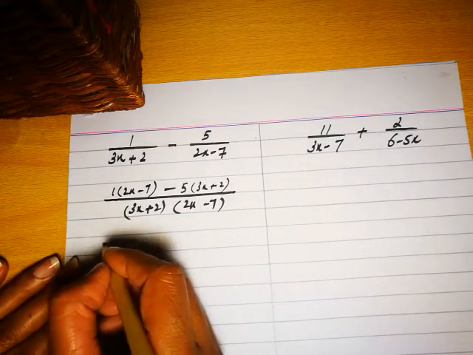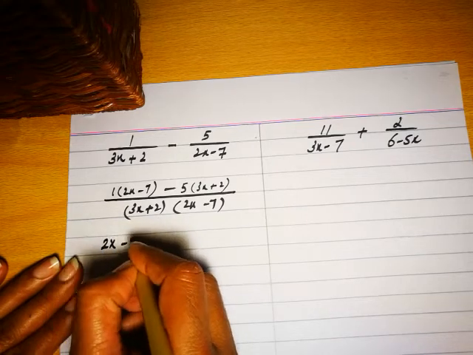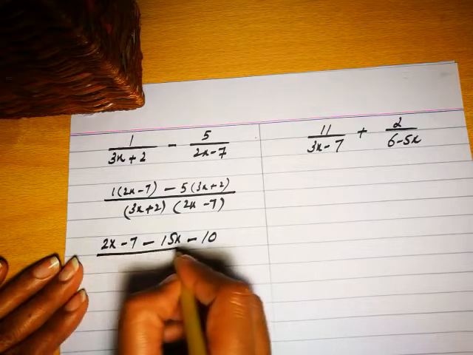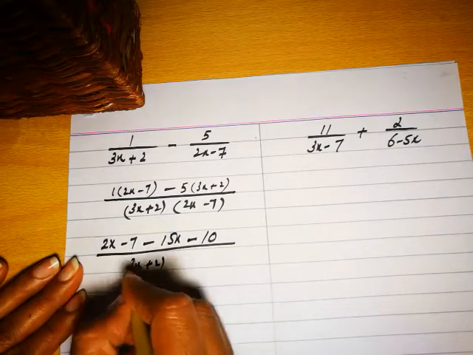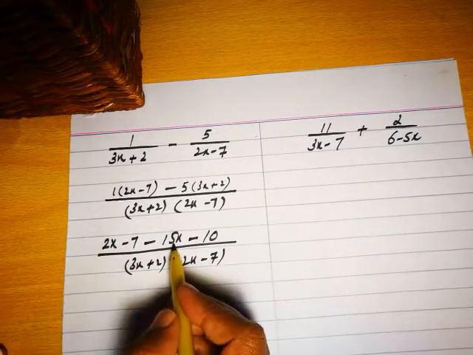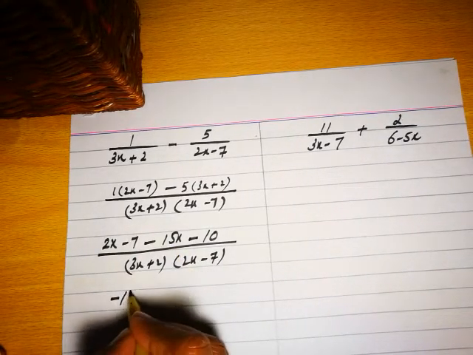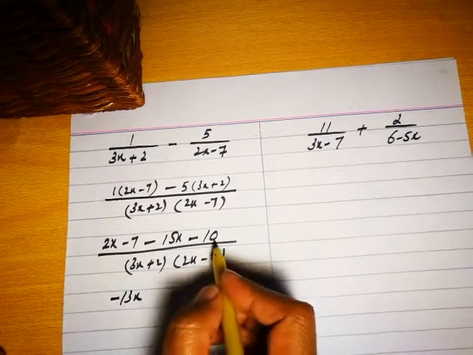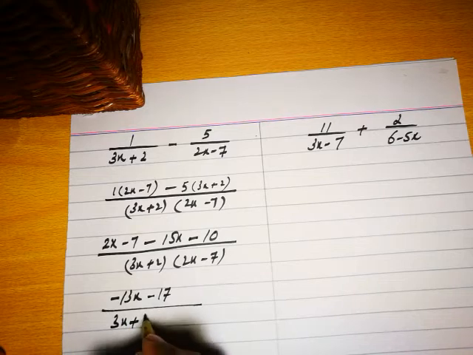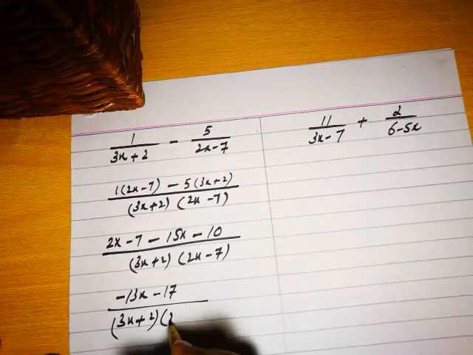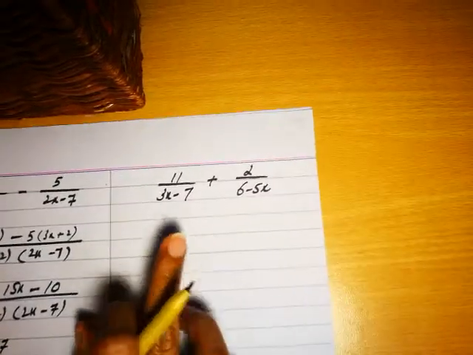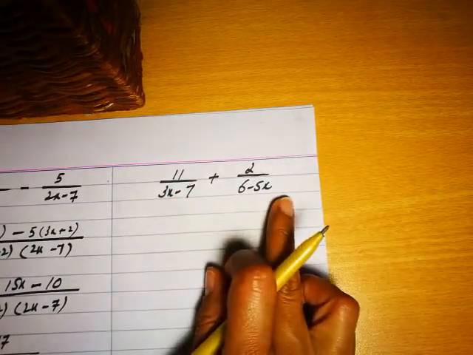2x minus 7 minus 15x minus 10 over 3x plus 2 and 2x minus 7. 2x minus 15x will give you minus 13x. Minus 7 and minus 10 will give you minus 17 over 3x plus 2 and 2x minus 7, which is the final answer. Similar question, you can see 3x minus 7 and 6 minus 5x.